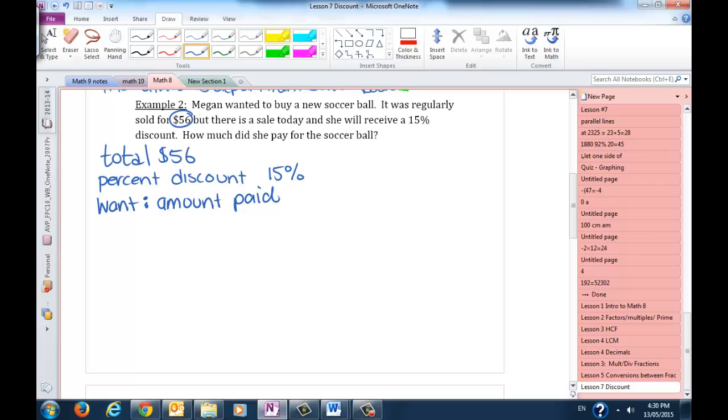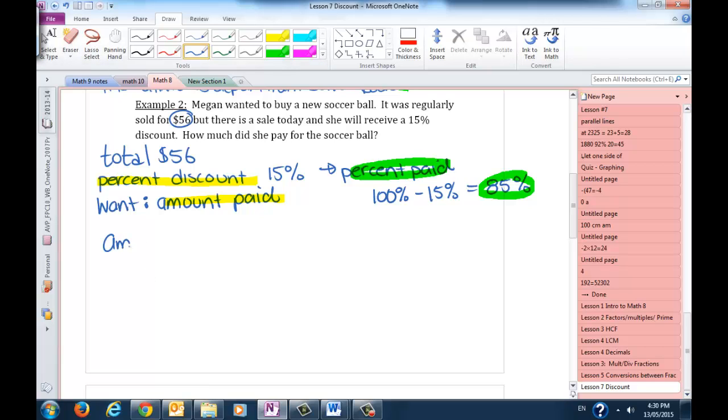Okay, now what I have to notice here is that I have a percent discount and an amount paid. These don't match. So I want to know what the percent paid is. And to find the percent, we take all 100% of it, and we take away the 15%, and we get 85%. So this is now the percent she paid. And now I can use my formula again. Amount over total multiplied by 100% is equal to the percent.